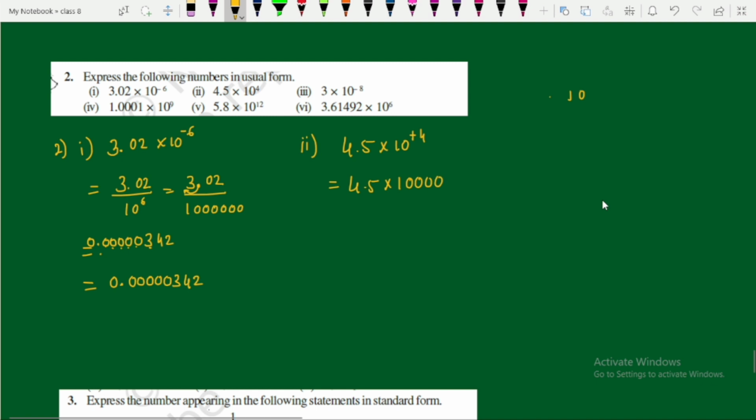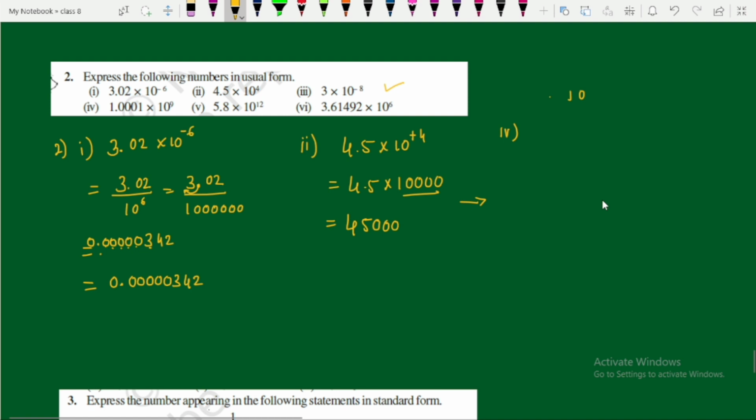Okay, so 4.5 into 10 to 4 means how many zeros? 4 zeros. Okay, so when you are multiplying by 10, 100, 1000 followed by zeros, the decimal point will shift to the right side. Now the decimal point is here, so we have to shift one place, and one zero will shift here for 5, and the remaining 3 zeros we are going to write as it is. So it is 45,000. Okay, in this way you are going to write the number. Okay, next one, question number 4. So the third one you will do as homework.